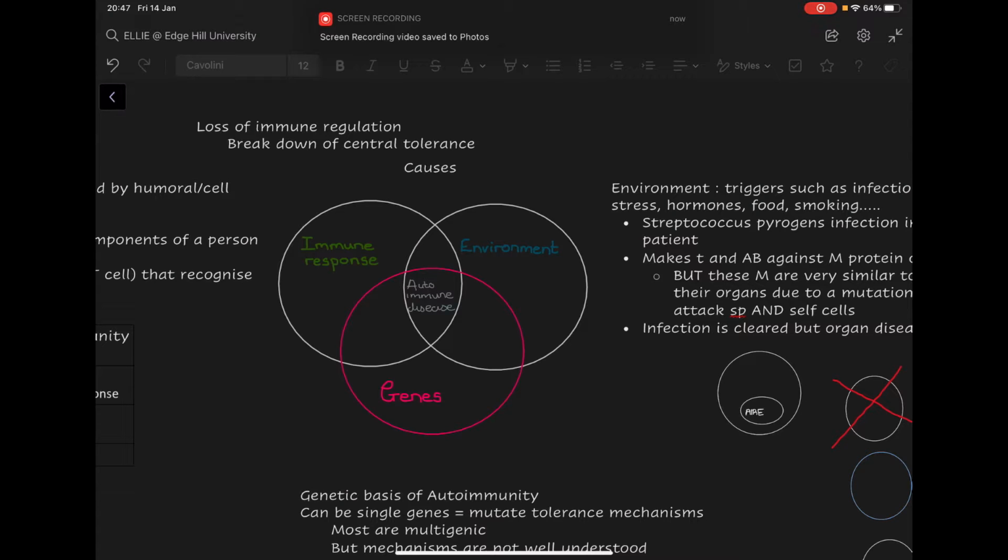So there are three main factors that we think cause autoimmune diseases. The first one being an affected immune response. So if we get a loss of immunoregulation and a breakdown of central tolerance, then our immune cells start recognising self cells as foreign and attack them.